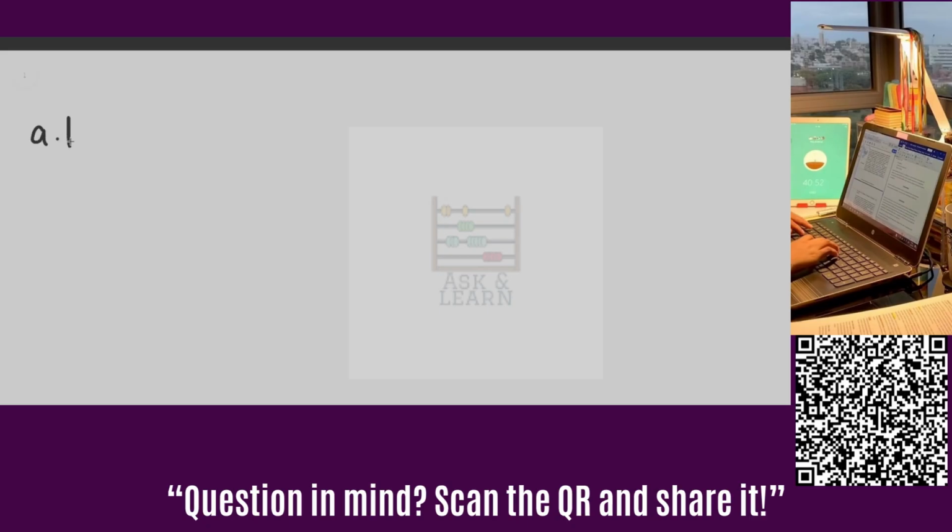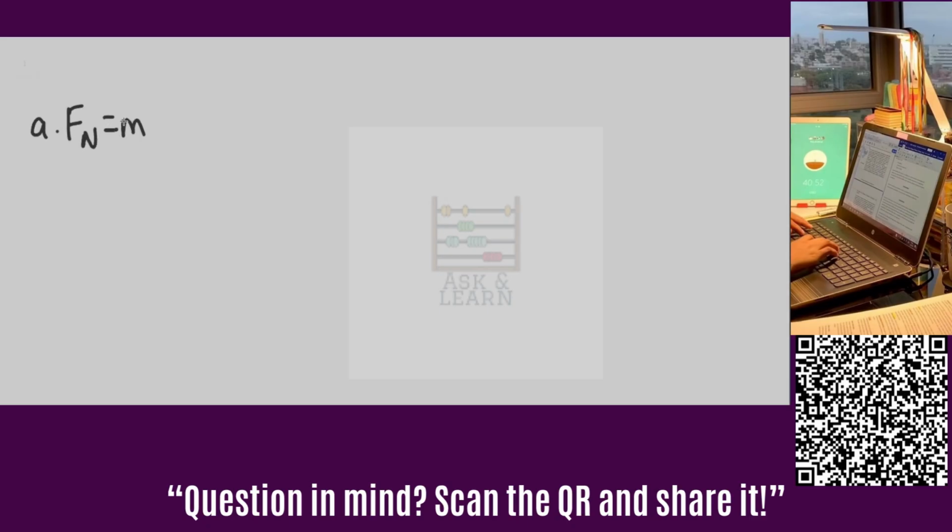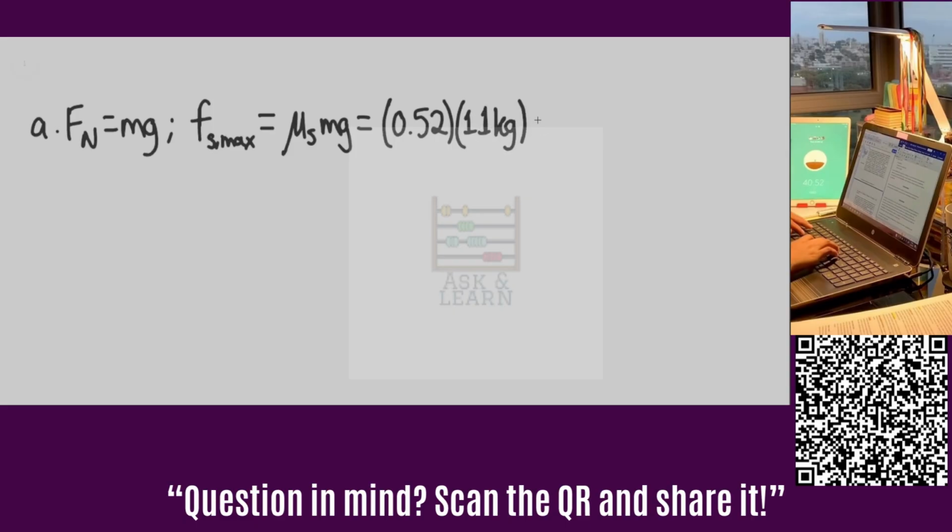For part A, we're going to note that the normal force is equal to mg. And here, the maximum static frictional force, say lowercase f, is going to be equal to the coefficient of static friction times mg. And so this would be equal to 0.52 multiplied by 11 kilograms multiplied by 9.8 meters per second squared, and this is giving us 56 newtons.